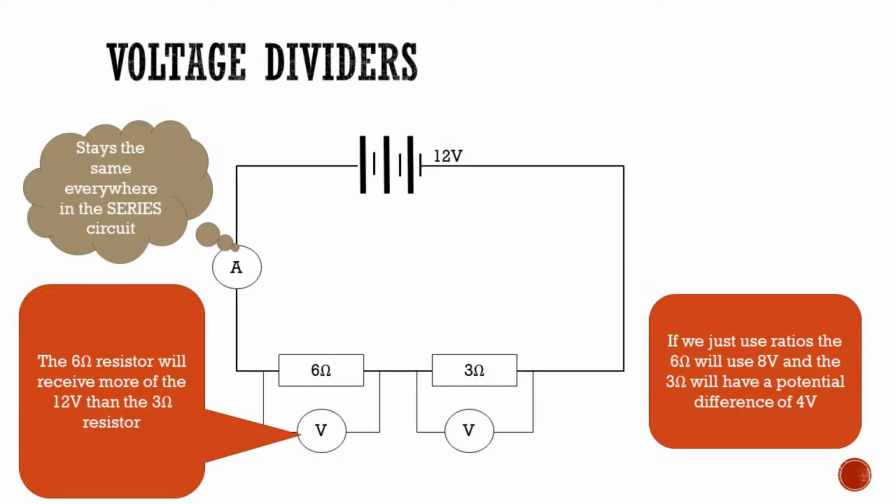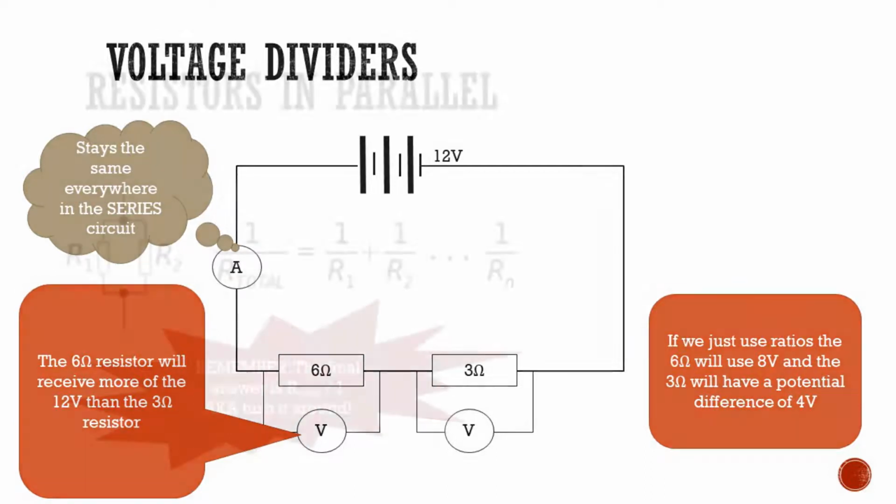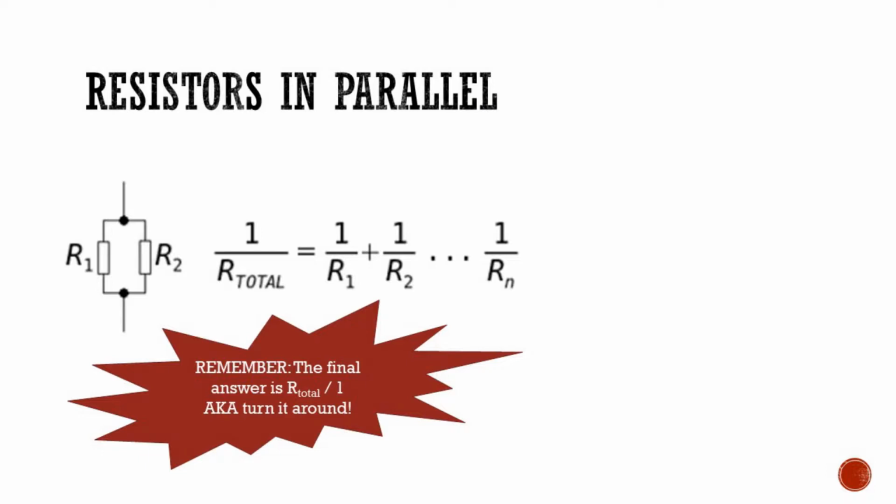But do you see, still 8 plus 4 is 12, because the voltage is divided amongst the resistors in series. And once again, we have to remember the current strength of the ammeter reading will stay the same everywhere in the circuit. Right, resistors in parallel, that's a slightly more complex equation because it's 1 over R1 plus 1 over R2 plus 1 over however many resistors there are.